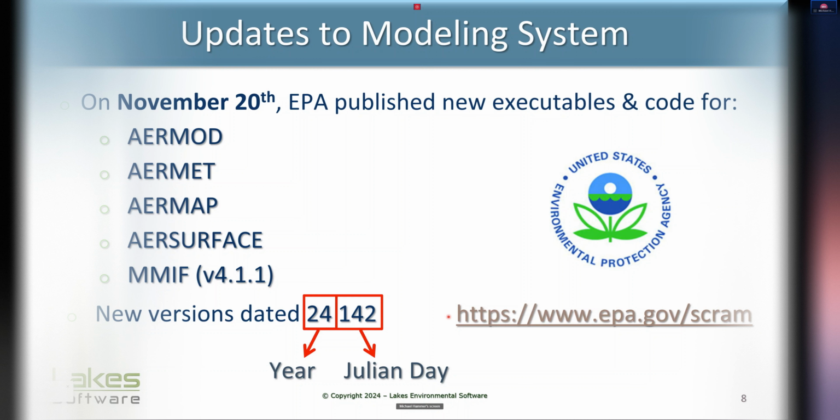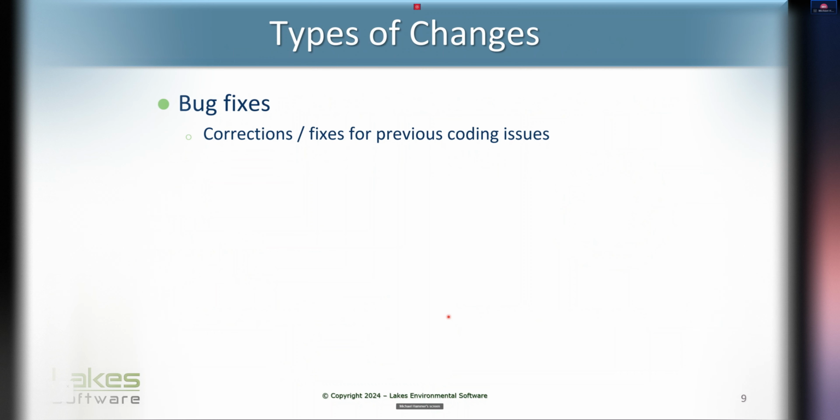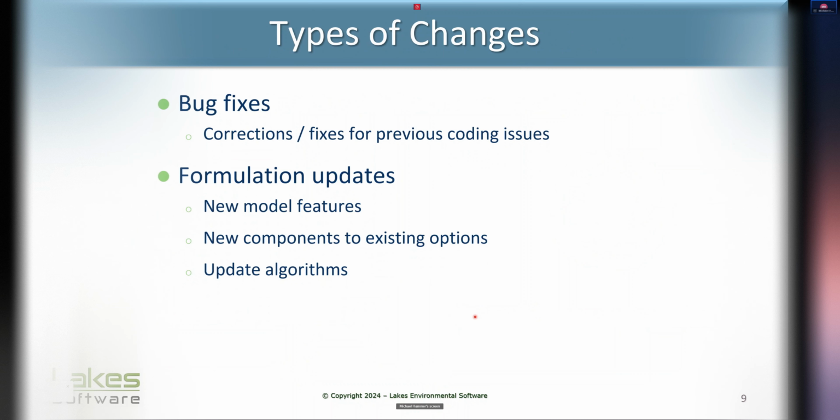So, knowing that these new executables and code are published, let's take a closer look at what kind of changes were implemented. Now, when new versions of the AERMOD modeling system are enacted, there are 3 types of changes that we could potentially see here. These include bug fixes, corrections or fixes to previous known coding issues; formulation updates, when we have new model features, new components to existing model options, and updated algorithms.